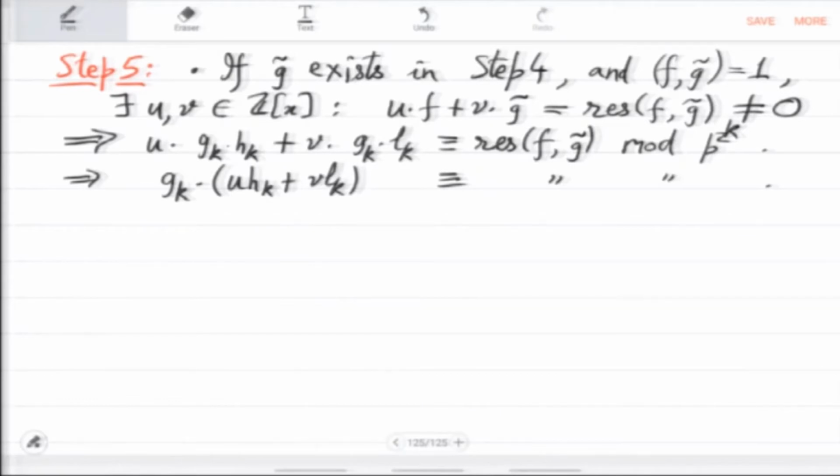Now this is absurd because on the RHS you have a number and on the LHS you have a polynomial which is not a number, right, it's non-constant because GK is non-constant. So the only way this can happen is if both LHS and RHS are 0, right. So can RHS be 0? Can this number be 0 mod prime power? That's the question. So let's analyze that. When is it 0? What does it mean?